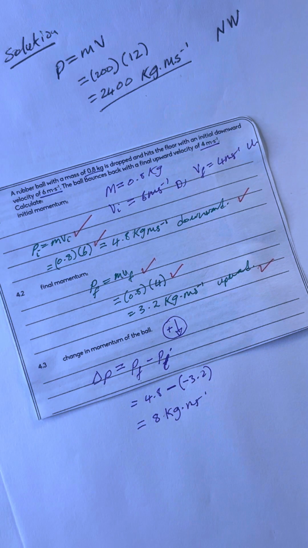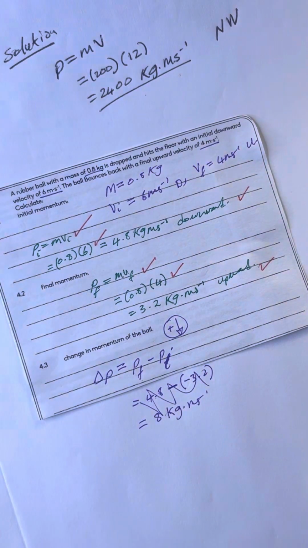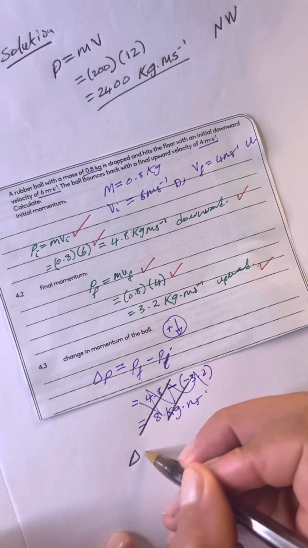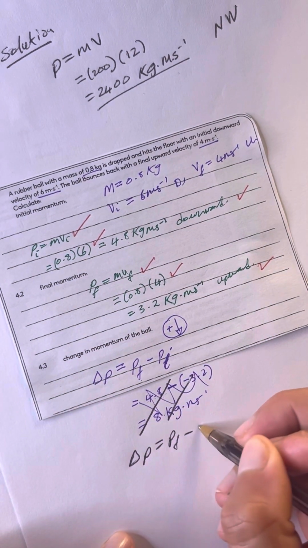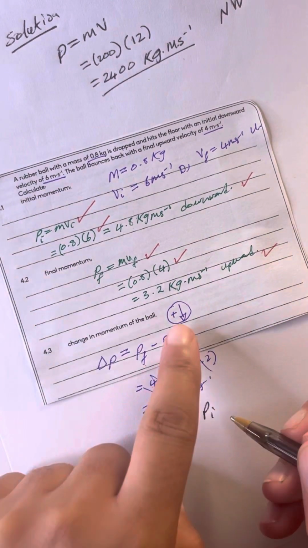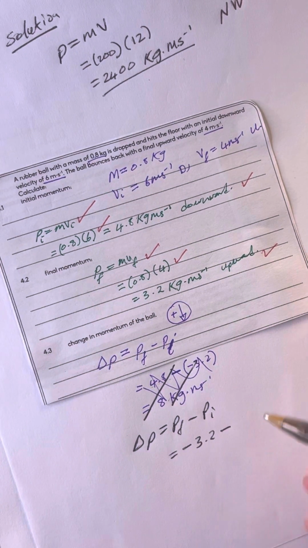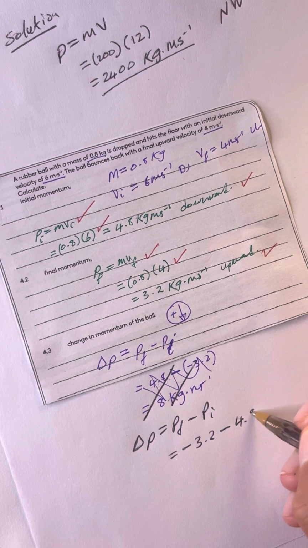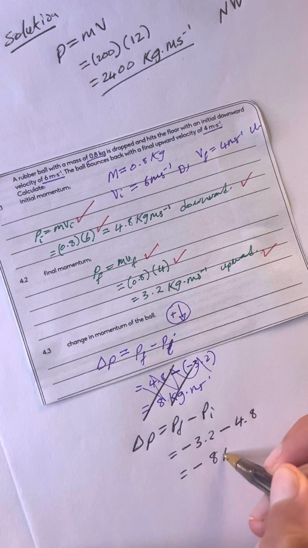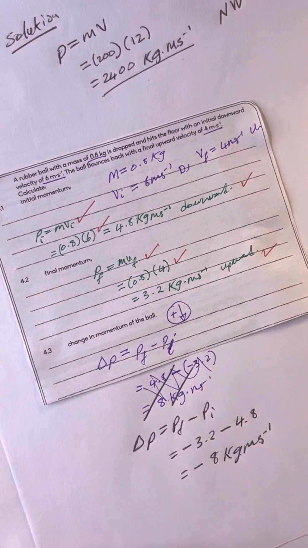Oh wait, I made a mistake there. Let's fix this part. This 4.8 is not the final momentum, it's the initial momentum, excuse me. Change in momentum is final momentum minus initial momentum. So final momentum is this one, and it's going upward. Remember, we're taking down as positive. So it's negative 3.2 minus 4.8, the initial momentum. Excuse me, I made an error there. So you get negative 8 kilograms meters per second.